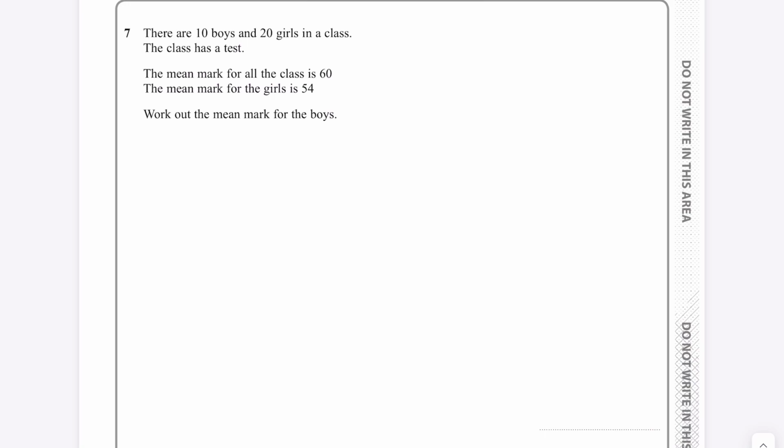There are 10 boys and 20 girls in a class. The class has a test. The mean mark for the class is 60. The mean mark for the girls is 54. Work out the mean mark for the boys. So just to bear in mind that the mean is the sum, so the total, divided by n, which is how many there are.